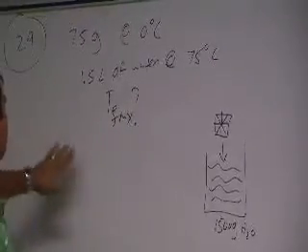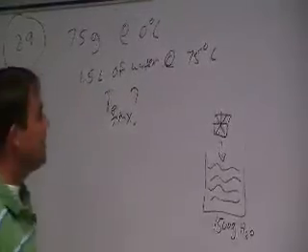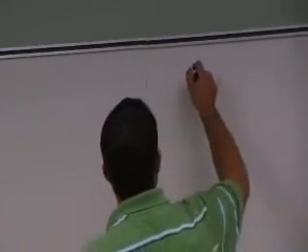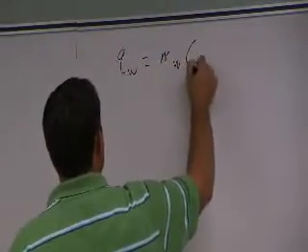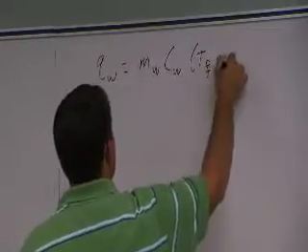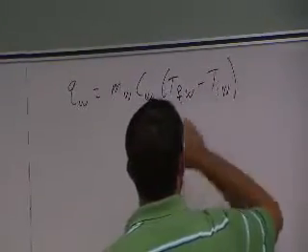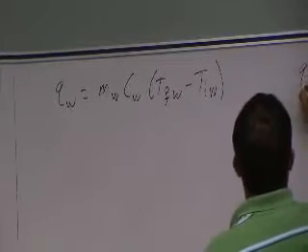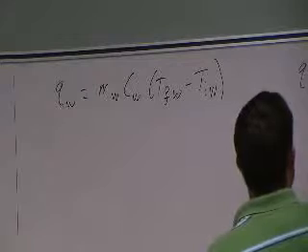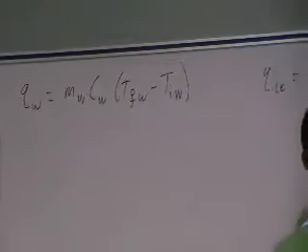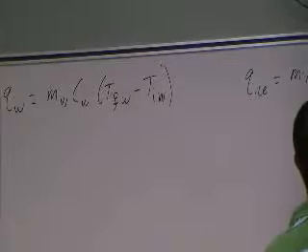Now, I'm going to be honest with you. I really don't know where to get started. It don't happen too often, but I really don't, so I'm going to have to play with this in just a minute here. Basically, we're going to have the heat of the water equals the mass of the water times the specific heat of the water times the final temperature of the water minus the initial temperature of the water. And then we'll have the heat of the ice equals the mass of the ice times the specific heat of the ice times the final temperature of the ice minus the initial temperature of the ice.